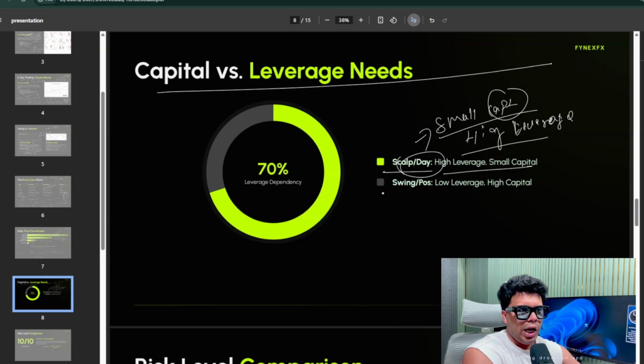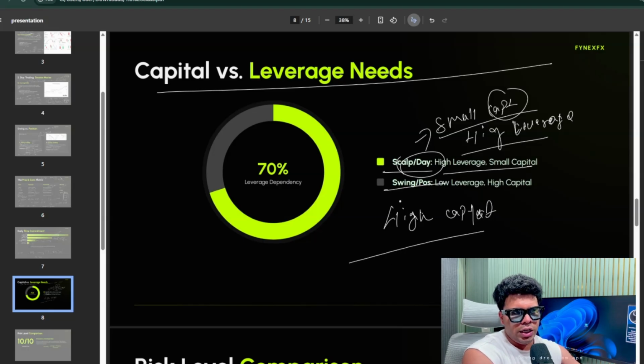Anyway, if you choose swing trading and position trading, you need high capital, because you need to hold for weeks, months and years. There are no brokers who provide high leverage for swing trading and position trading. At the same time, some brokers out there in the markets do provide leverage for swing trading, but not for position trading.